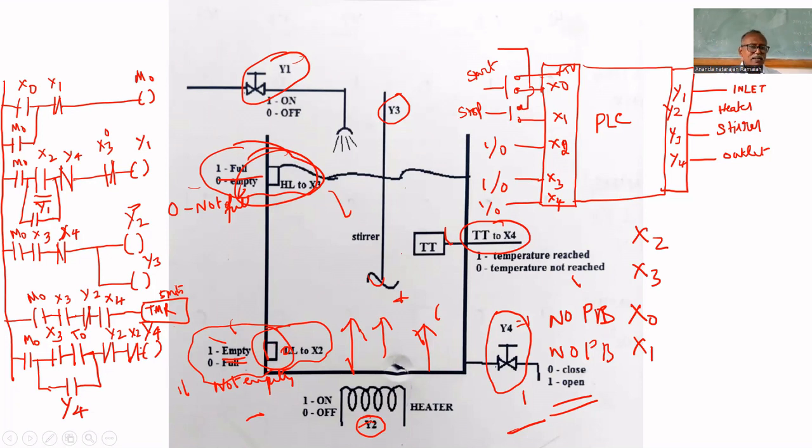Why did we put the sealing contact across T0 and X3? Because once it starts draining, X3 will not remain 1. That's why the timer would be turned off. So across the timer and X3, we put the sealing contact. That's all about that program.